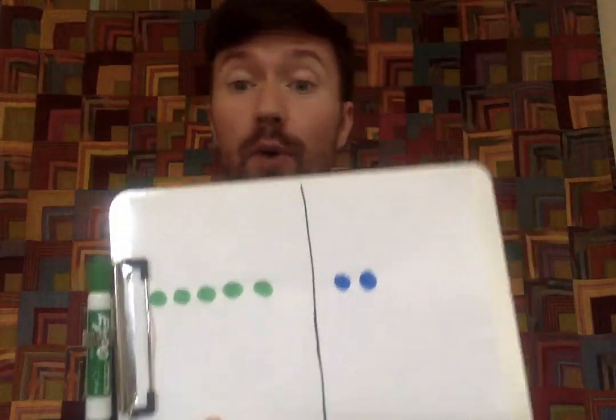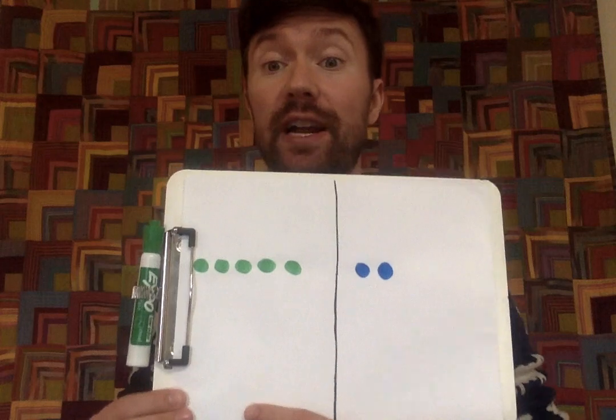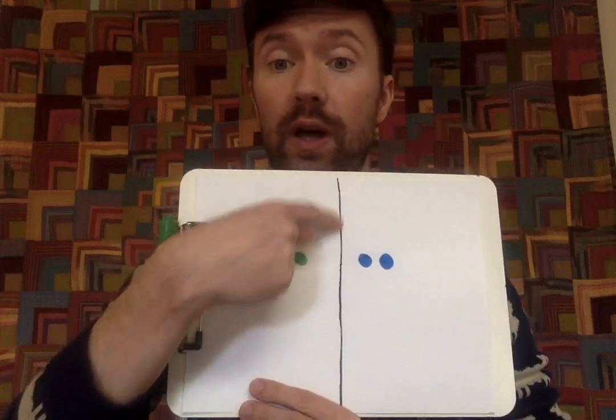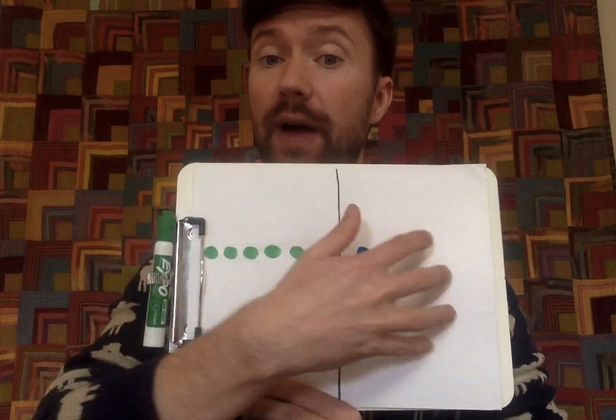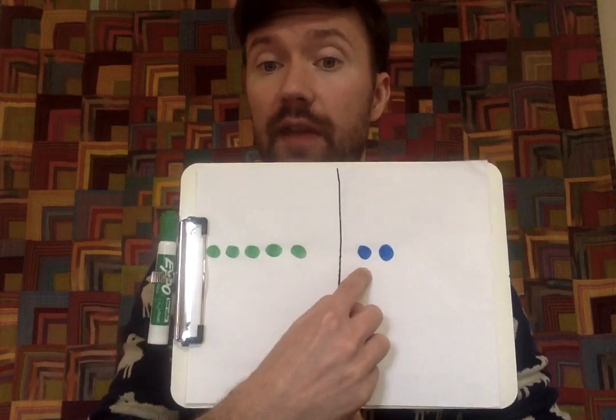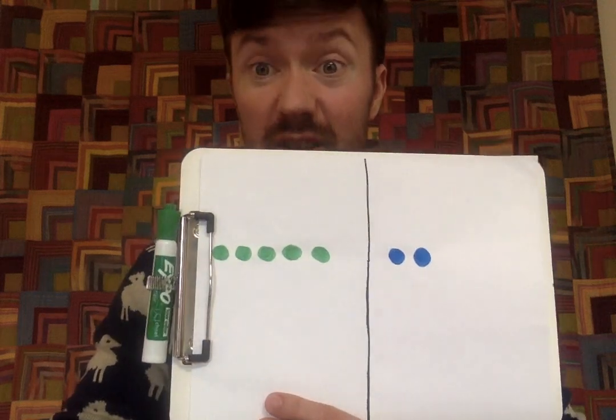So, I'm going to show you my paper. And I want you to get a paper and a writing tool and to make your paper look just like this, with one line down the middle, so you have space for 2 exercises. Then you can make the quantity like this on one side and the quantity like this on the other.